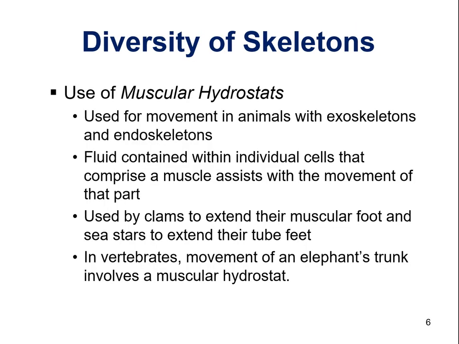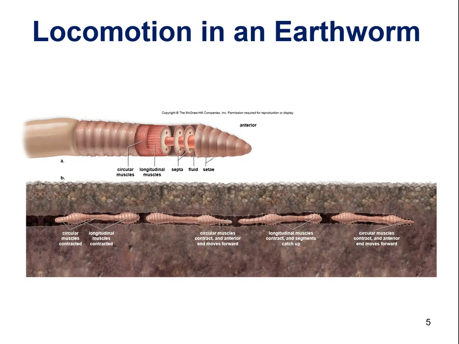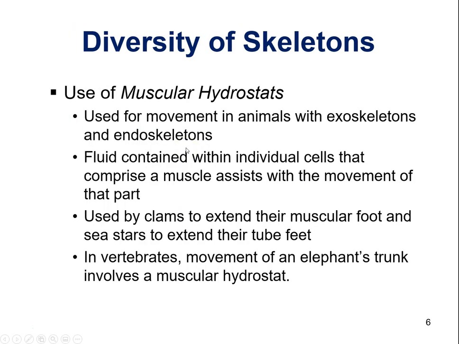Now, to stay on the theme of these hydrostatic skeletons, there's also something called a muscular hydrostat, okay? And this is used for movement in animals with exoskeletons, but also in animals with endoskeletons as well. So this is not fluid in the entire body cavity like we just talked about with the earthworm. This is fluid that's contained within individual cells. Okay, so it's fluid within the individual cells that make up a muscle, and that fluid actually assists with the movement of that part.